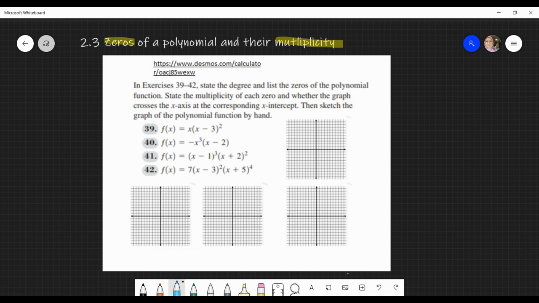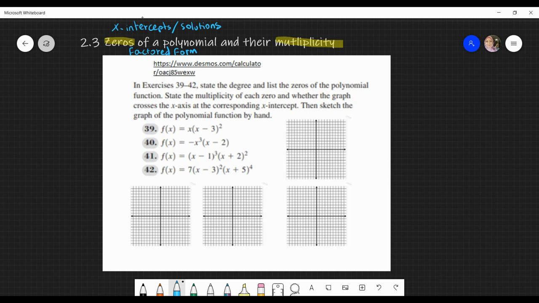But just to clarify and give you a refresher, zeros are x-intercepts. Another word for x-intercept is solutions of the function. And as we talked about in one of our Bellwork questions, the SAT question, the best way to find x-intercepts, or to be able to see them nicely, is from a factored form. So as you notice in those problems, 39 through 42, all functions are given in factored form.